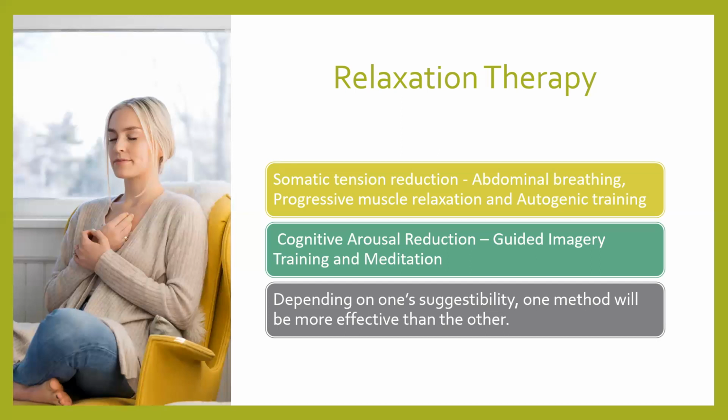Somatic tension reduction. This is the body awareness piece. And so people who relate to the world in quite a literal way. So if someone says, well, this is red and this is green, then they understand, well, that's red and that's green. So they're very literal. They won't read into anything. So people that see the world in this sort of way do really great with this sort of therapy. So abdominal breathing, progressive muscle relaxation, and autogenic training. Depending on your suggestibility, one method's going to be more effective than the other, but they likely use both of these techniques in the CBT-I.